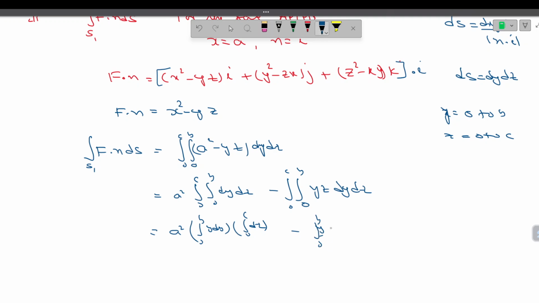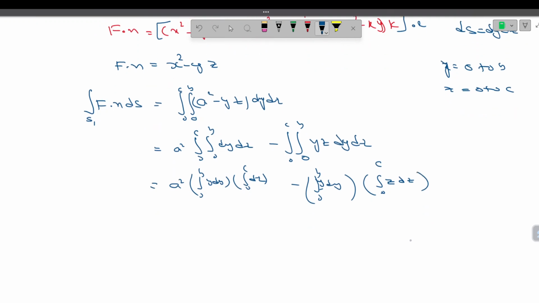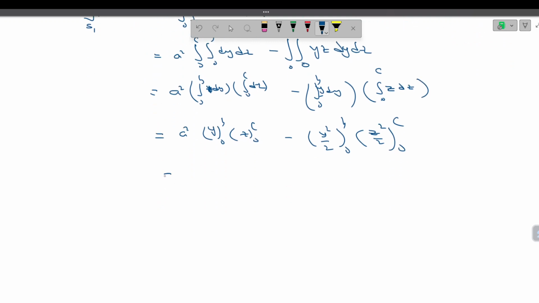So this will be 0 to b dy, 0 to c z dz. Okay. Now there is no y here. Only dy. So this is dy is y, 0 to b, dz is z, 0 to c. This is y square by 2, 0 to b, z square by 2, 0 to c. This is a square bc minus b square c square, 2 into 2 is 4. Call it number 1.